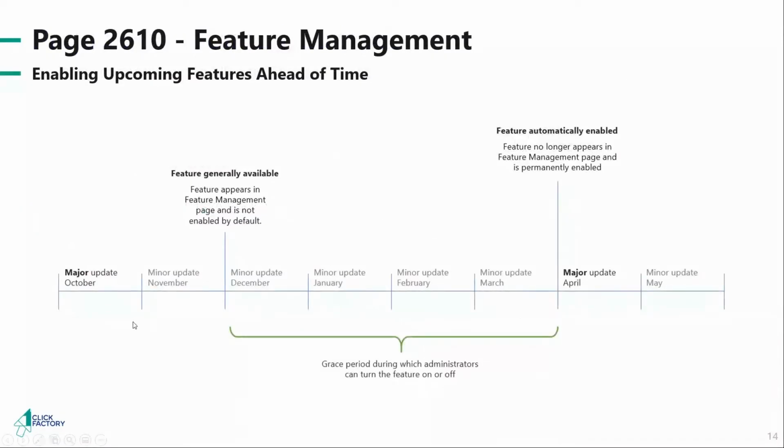Feature Management is also another page which enables functions ahead of time. Microsoft sometimes introduces a feature after minor updates, but the feature is not yet enabled, because administrators can turn it on before it is automatically enabled in the next major release. Of course, I would not recommend doing this enablement in the production environment, but maybe in a development or UAT environment if you are planning to upgrade to the next release.